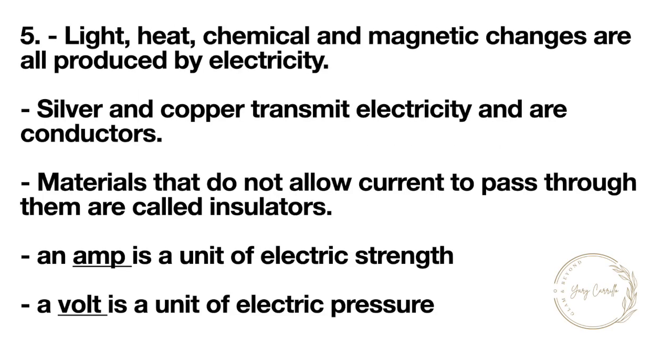Slide number five. Light, heat, chemical, and magnetic changes are all produced by electricity. Silver and copper transmit electricity and are conductors. Materials that do not allow current to pass through them are called insulators. An amp is a unit of electric strength. A volt is a unit of electric pressure.